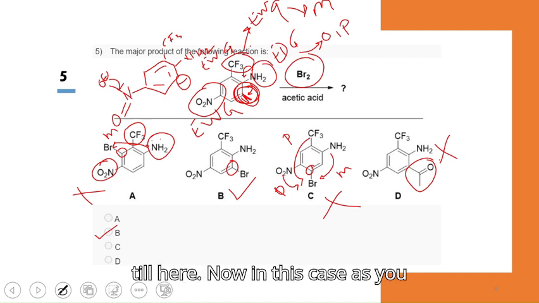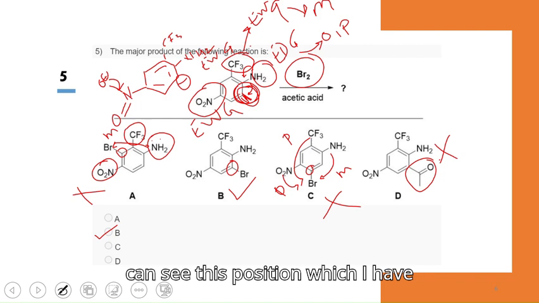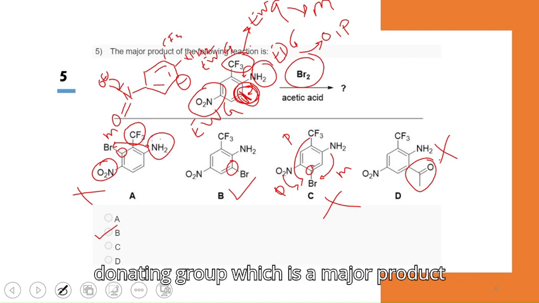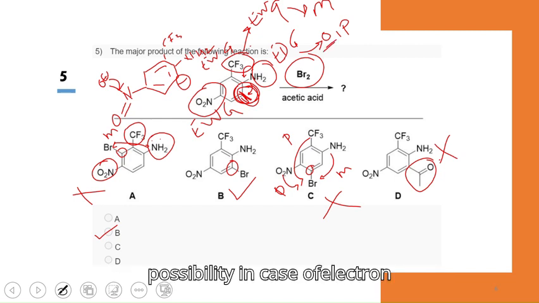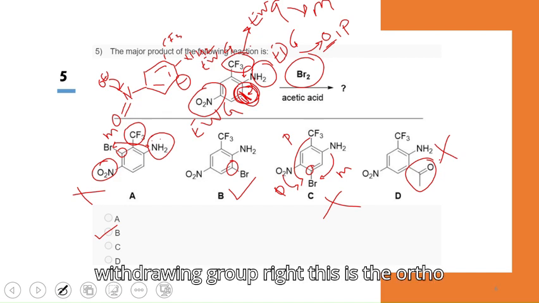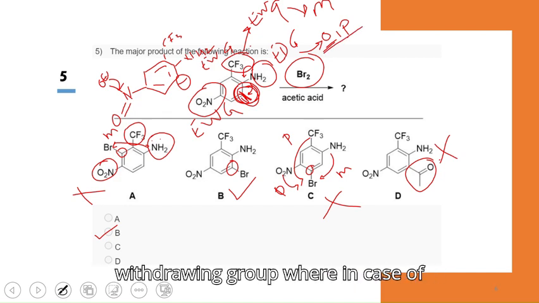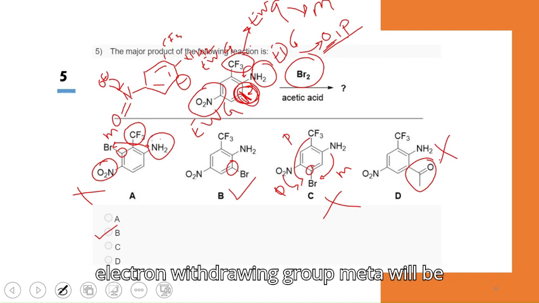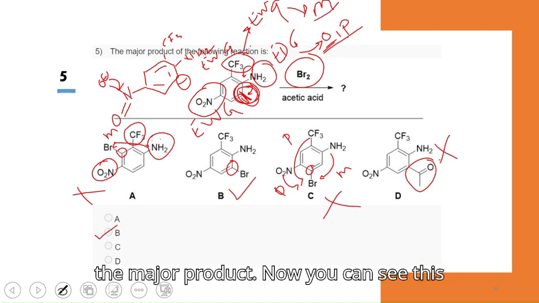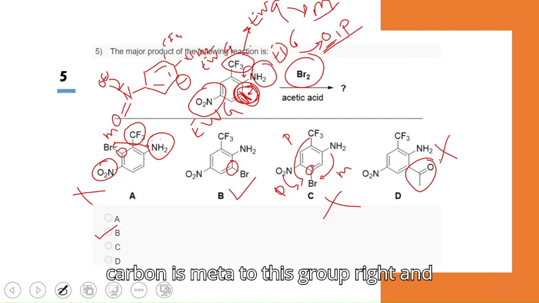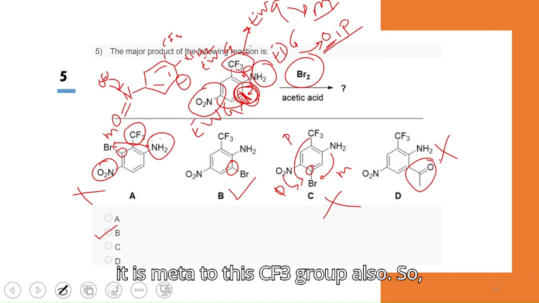Now in this case, as you can see, this position which I have circled here is ortho to this electron donating group, which is a major product possibility in case of an electron donating group, right? This is the ortho position. Now talking about the electron withdrawing group, in case of an electron withdrawing group, meta will be the major product. Now you can see this circled, highlighted carbon is meta to this group, right? And it is meta to this CF3 group also.